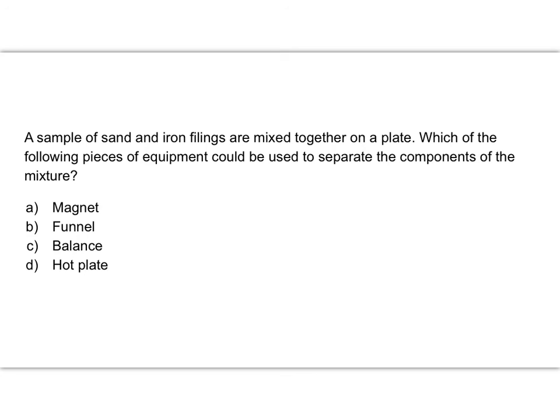The one that's going to help you separate them is a magnet, okay, because iron is magnetic and sand is not. So if you put a magnet through the mixture, the iron filings will stick to the magnet and the sand won't, and then when you take the magnet out, you'd have the iron filings separated by the magnet.